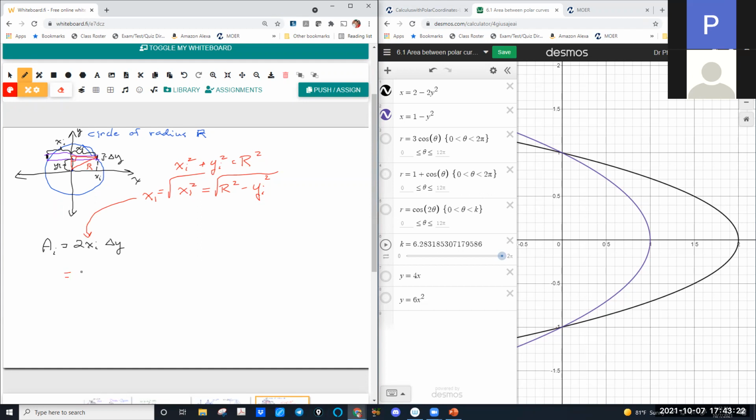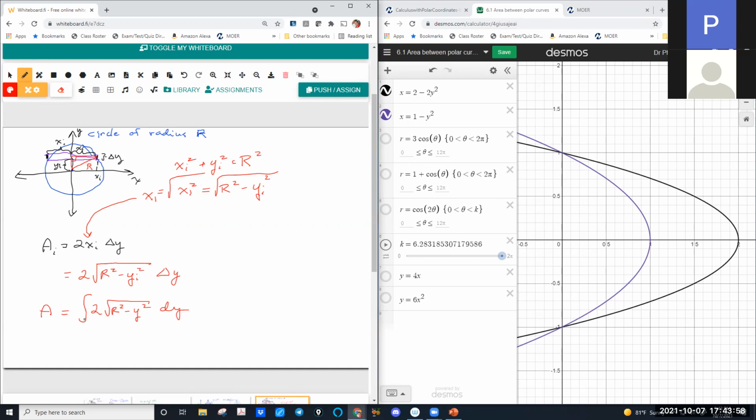So we now have 2 times the square root of R squared minus y sub i squared delta y. Our variables now match. So we are ready to set up our definite integral. Like I said, I'm not going to do the Riemann sum this time. We have the integral of 2 square root of R squared minus y squared dy.